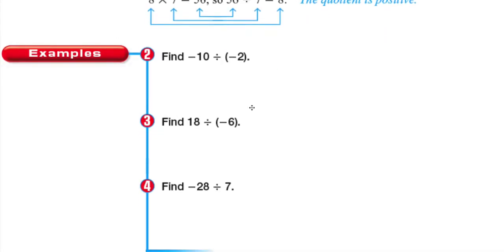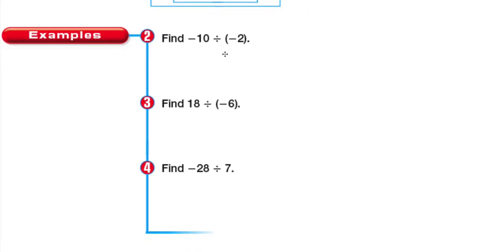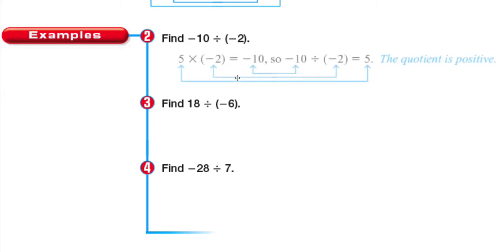Let's see how this works with example number 2. Find negative 10 divided by negative 2 by working backwards. We know from the last lesson that 5 times negative 2 is equal to negative 10. A positive times a negative will be a negative. So we have negative 10 and negative 2, and what's missing is positive 5. So negative 10 divided by negative 2 has a positive quotient.